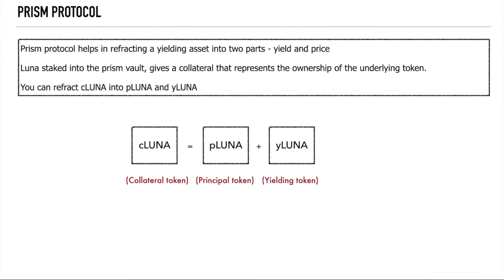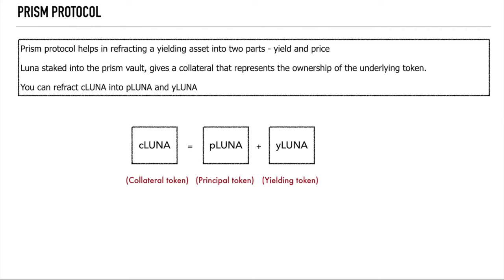Before we get on to the details of the IDO, let's understand what Prism Protocol is. Prism Protocol helps you to split a yielding asset into two parts, a yield and a price. Let's take a yield bearing asset, which could be, for example, Luna. A user deposits Luna into the Prism's vault. This means your Luna will be staked and start earning airdrops and staking rewards. You are then issued a C Luna, a collateral token that represents the ownership of the underlying Luna.